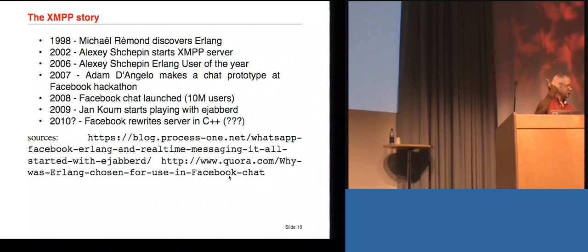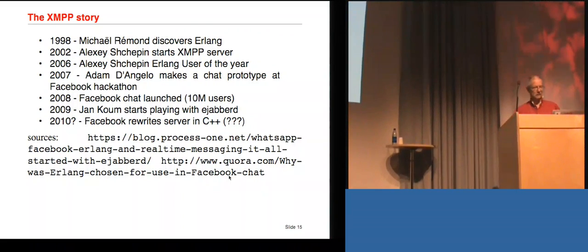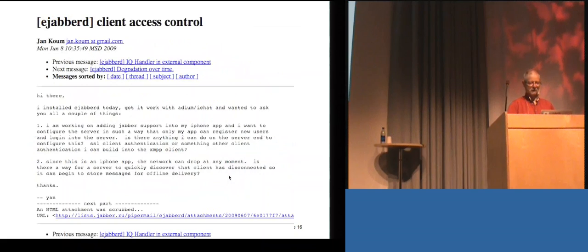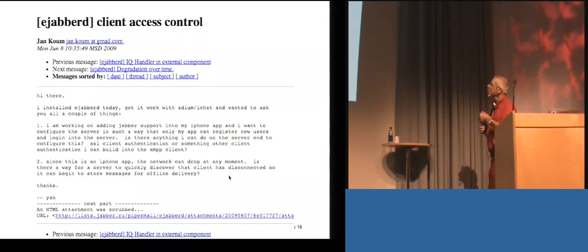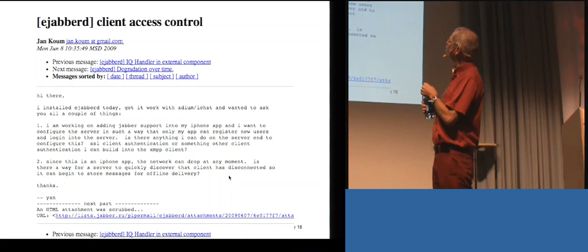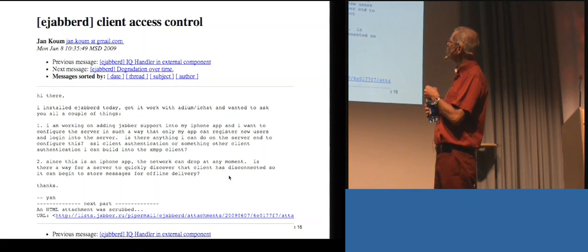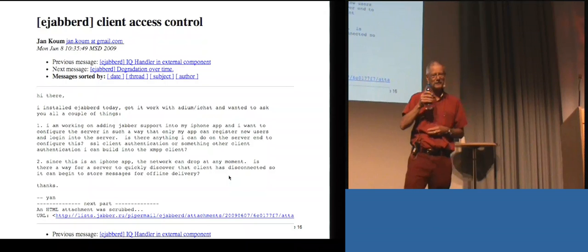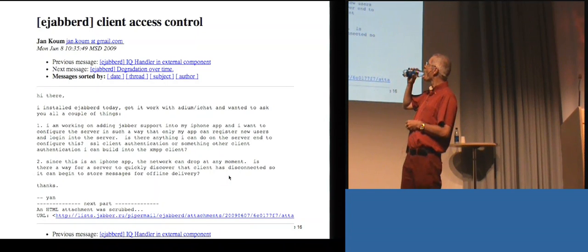But the story there was what I was saying earlier, that you make the first version quickly in Erlang or something, and that gets you to the marketplace and you get your market share. Okay, so where are we up to? 2009, Jan Koum starts playing with ejabberd. And this is actually the first mail from Jan Koum on June the 8th, 2009. So this is the first time he appears in the Erlang sphere.